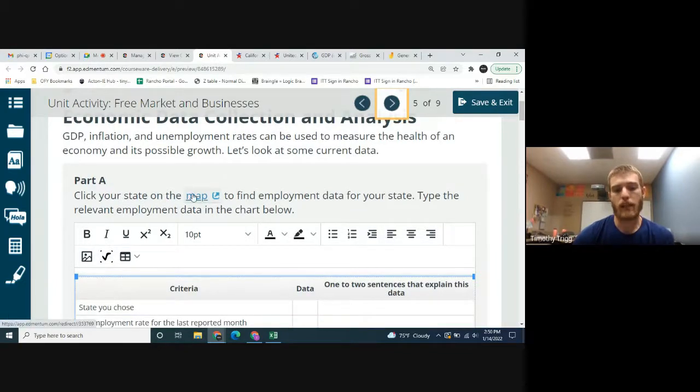You're going to want to click on this map link right here, and we're going to look at whatever state you live in. In my case, that's California. So I'm going to click on California. Click your state on the map to find the employment data of your state. Type the relevant employment data in the chart below.